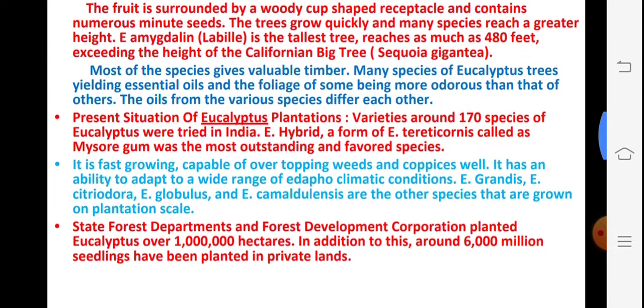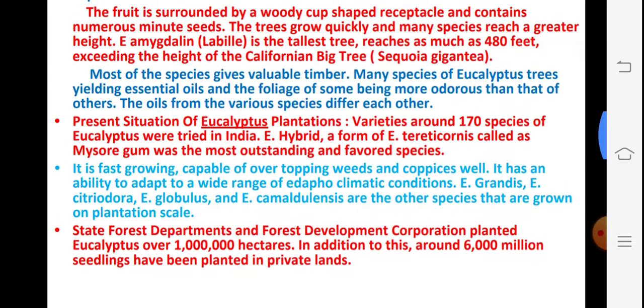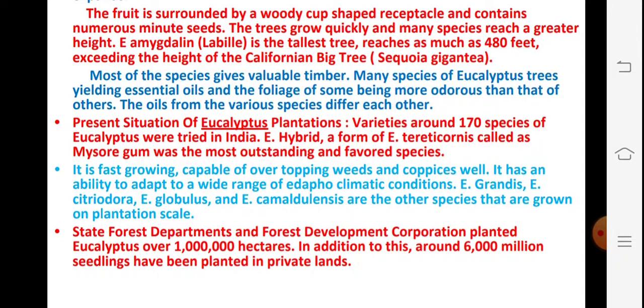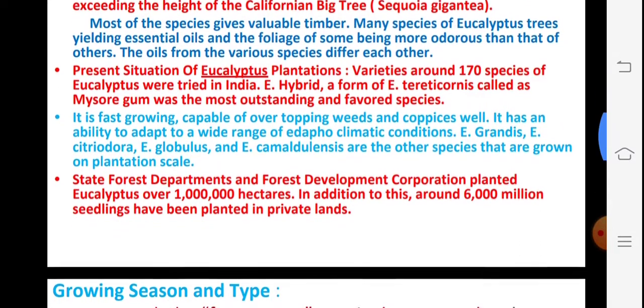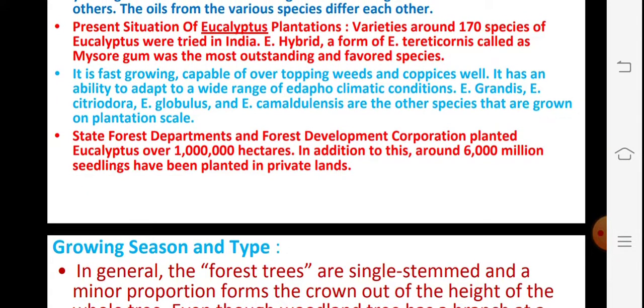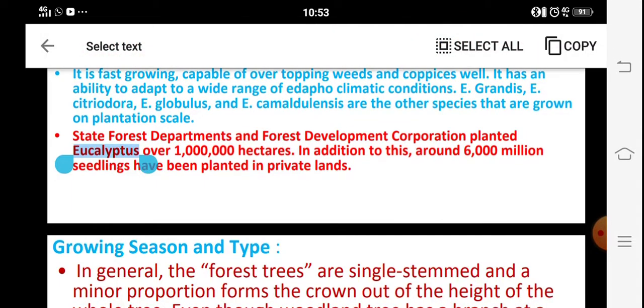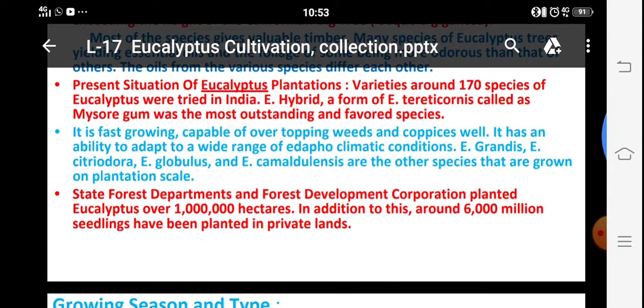So it shows more seed formation. The tree may grow up to 480 feet maximum height, like the Californian big tree, Sequoia gigantea. Most of the species are trees used to yield oil, and therefore they are odorous plants, with oil from all the different species. About 170 species have been reported in the world up till now, and here in India.